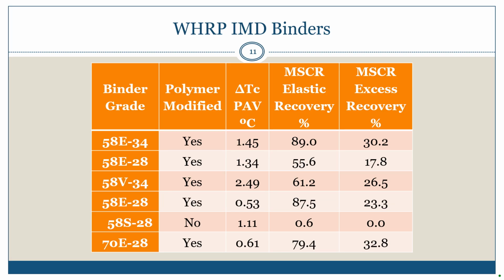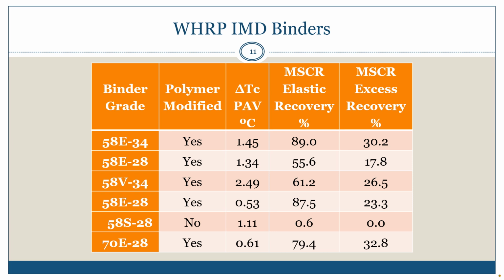You see the delta Tc values there, they all are positive and relatively high. We didn't have really any bad delta Tc values. Elastic recoveries, again, they're all pretty high except for that 58S-28, which was not polymer modified. Now, this wasn't a binder you would use in an IMD, but we put it in there as a control and to make sure that the results of the research were robust and applicable to a wide range of materials.